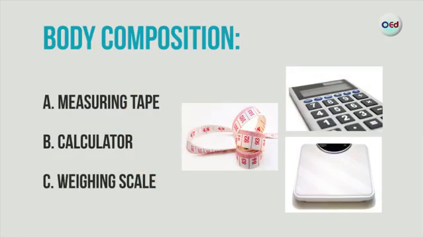You need to secure the following materials for this test to be successful. First is a measuring tape, which will be used for the different measurements. Second is a calculator, which will be used for your body mass index and waist-hip ratio computations. And lastly, you need a weighing scale, which will be used for your weight measurements.